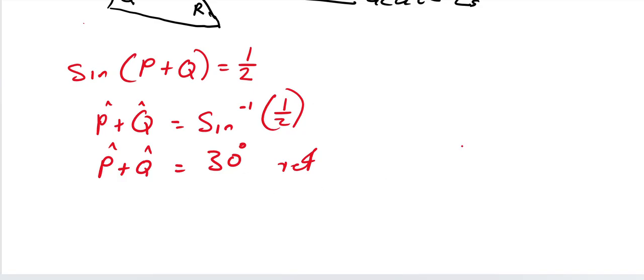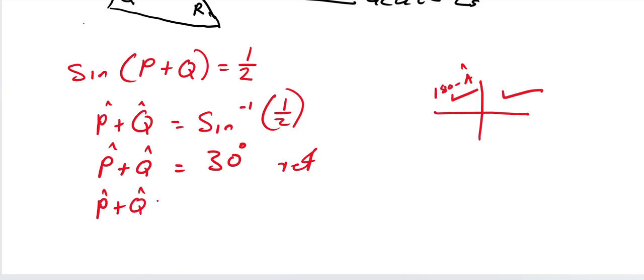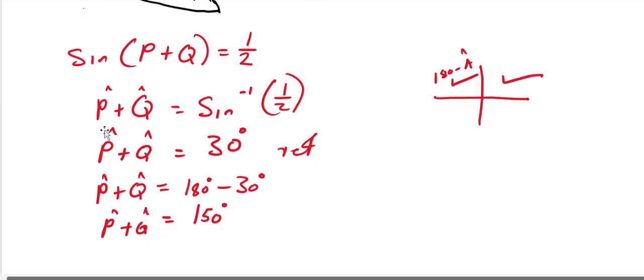So let's go and draw our Cartesian plane. Sine is positive in quadrant 2 and quadrant 1. We are going to use quadrant 2 because we have 180 minus alpha, or minus theta, or minus W. So here I'm going to say P plus Q is equal to 180 degrees minus 30 degrees, minus our reference angle. This A stands for reference angle. So we are subtracting the reference angle. Here we're going to have 150 degrees. Angle P plus angle Q is equal to 150 degrees.